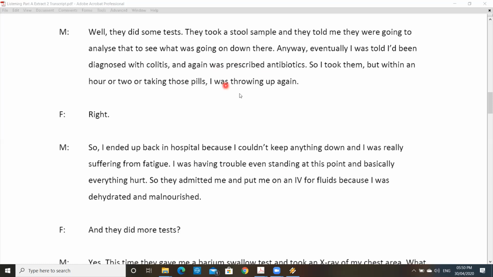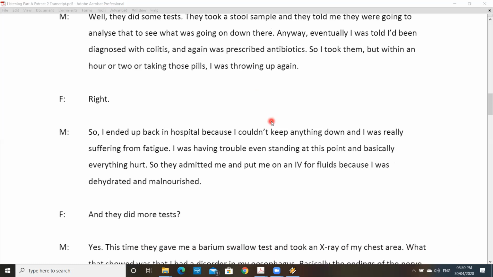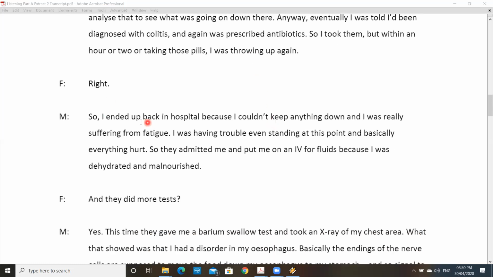And again, here the patient used, I was throwing up again. So they wouldn't say I had a vomiting or I had an episode of vomiting. They would use this kind of phrasal verb, to throw up. To throw up means to have vomiting. So it's important. To end up means to result in. I ended up back in the hospital. So ultimately, I had to be admitted to the hospital. That is what they were trying to explain here.